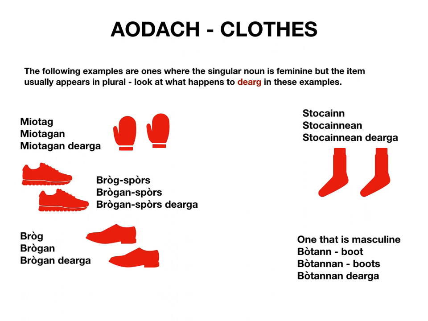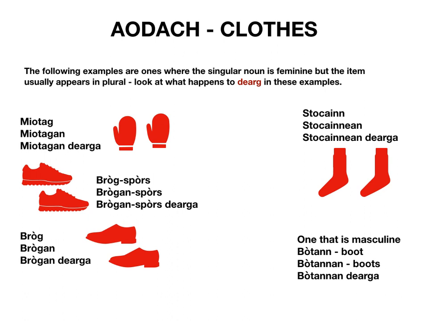Brog, brogan, brogan jerica. Stocking, stockingin, stockingin jerica. Now, one word that's masculine is the word bochtan for a boot. Bochtanen, boots. Bochtanen jerica. So what they tend to do is, if there's not already a vowel at the end of the adjective, they'll put an A on the end without lenition.